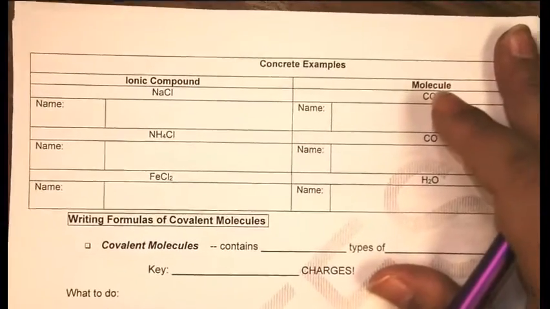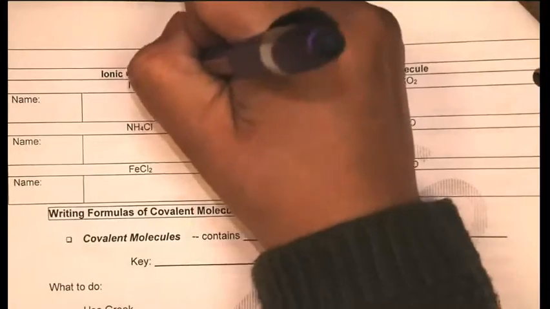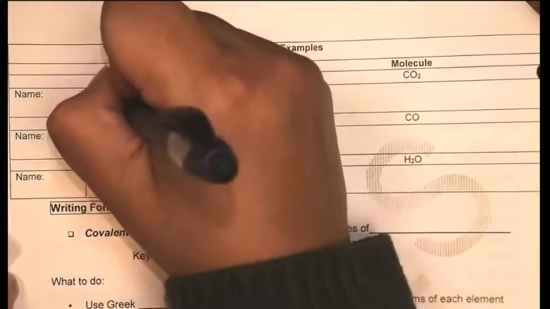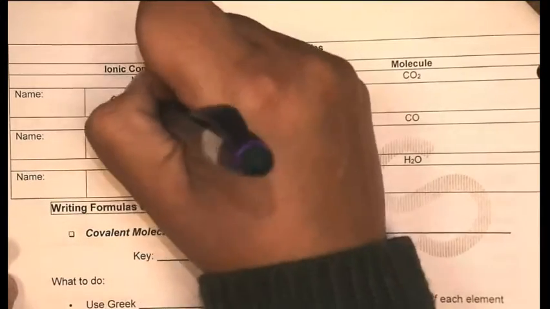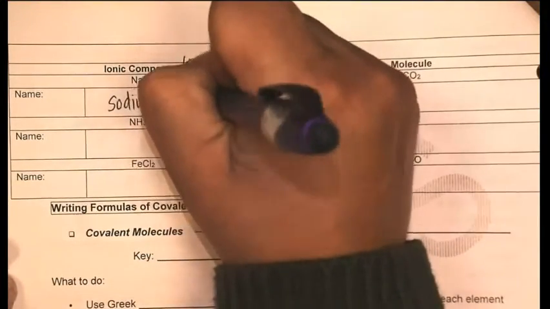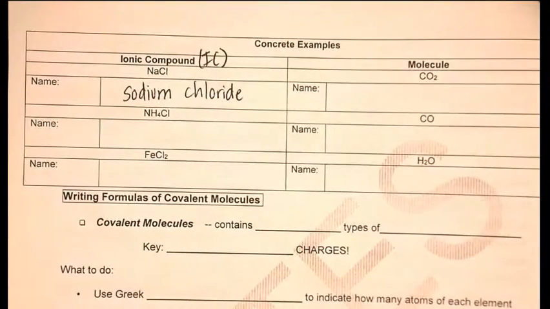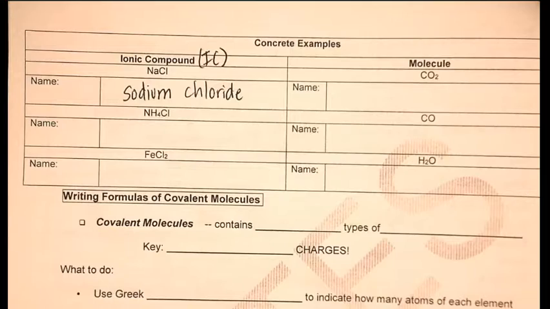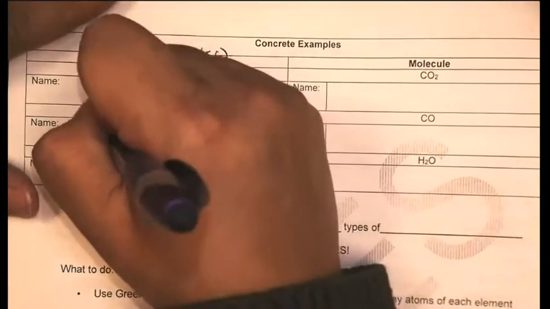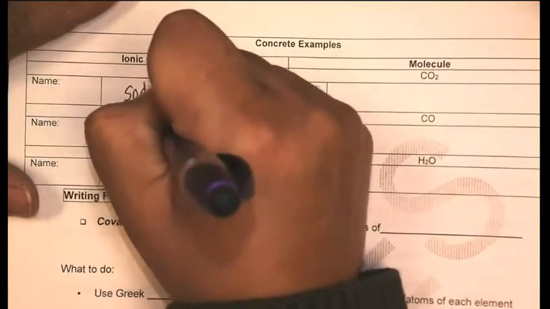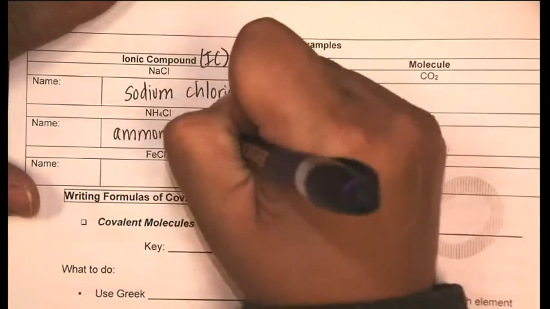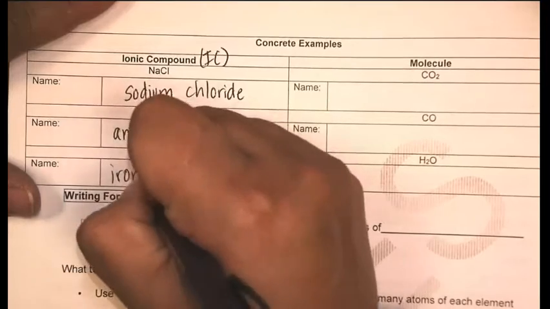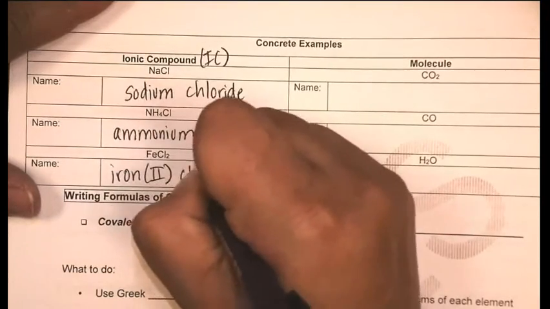We already know about ionic compounds, and we said that our concrete example of an ionic compound is sodium chloride. So that's still going to be the same. But we have to add 2 more to our bank of concrete examples. The first one that we have to add is NH4Cl. This is ammonium chloride. And this one is iron 2 chloride.